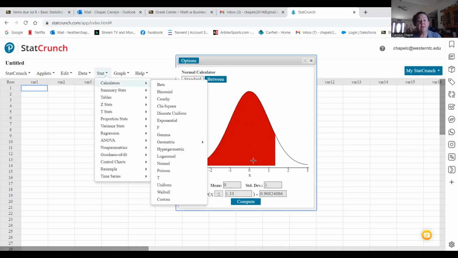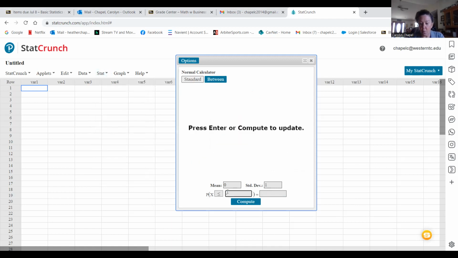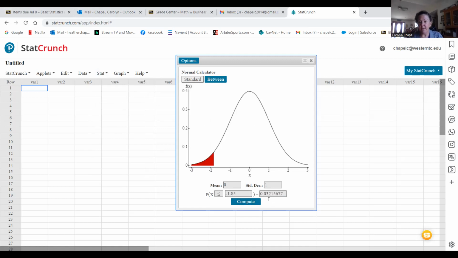Our other one that we did is we did less than negative 1.85. And we have that 0.0322. Notice I'd have to round a little bit because StatCrunch does give me more digits. So make sure you're following what the directions of your problems tell you to do. And so there's my negative 1.85. We're going smaller than it.